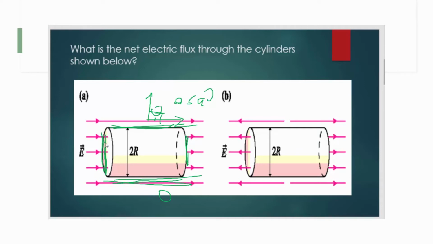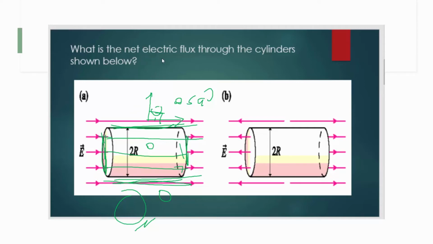Dito naman sa left, may pumapasok, and dito sa right, may lumalabas. May tatlong pumasok, may tatlong lumabas. What does that tell you? It tells you that the net electric flux is 0. Kasi, ang number na electric field lines na pumasok ay same dun sa number ng lumabas. Walang net flux yan. Ibig sabihin, walang nakaka-affect na charges dito.